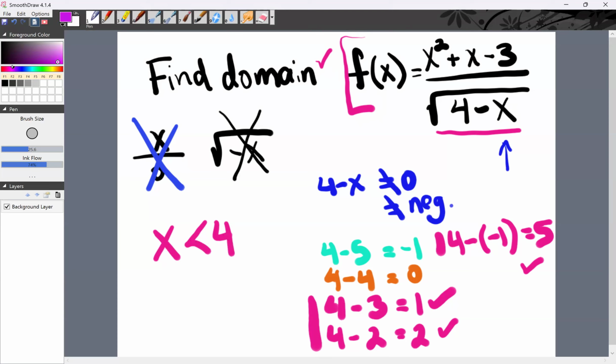And in order to write that in interval notation, we're going to say all values from -infinity up until 4. And we're going to put a curved bracket around the 4 because it does not include the 4. Okay? We cannot have 4 as a value for x because it would give us a 0 in the denominator.